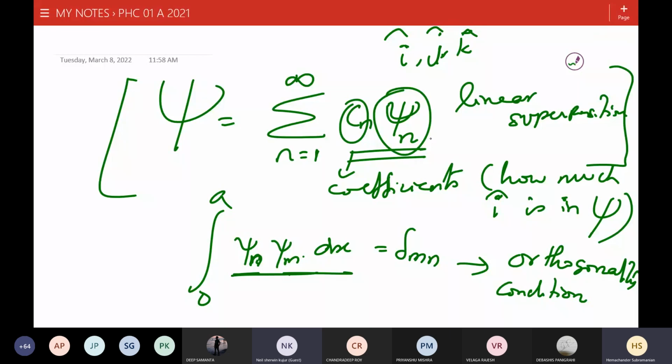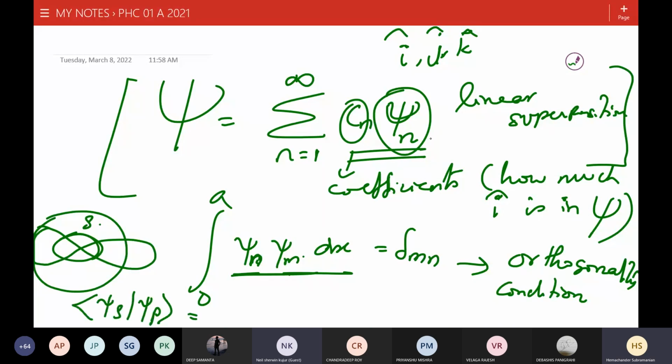I don't think we are going to do any proper quantum mechanics problem. Let's say you take a wave function for an s orbital in a hydrogen atom, and then you take a wave function for a p orbital. If you integrate the product of psi s and psi p, you will get 0. Those two vectors are orthogonal. Orthogonal functions are extremely important in mathematics and of course physics.